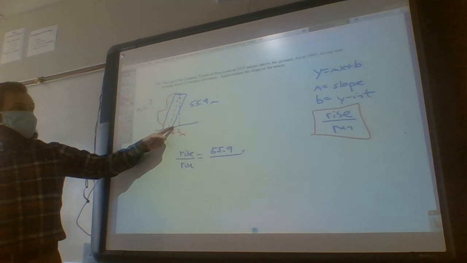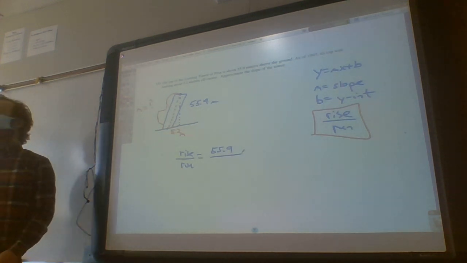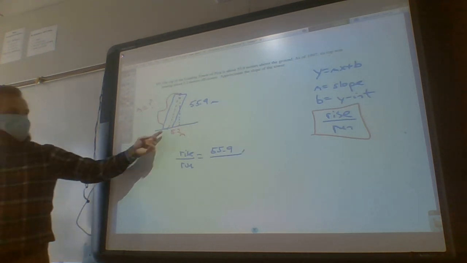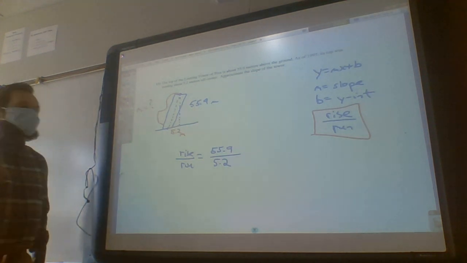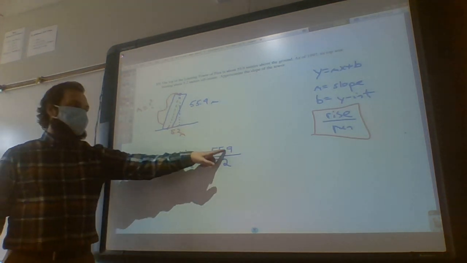How far over did it get tipped over? What's our run? Oh, I heard a murmur. 5.2 meters. It's right here. 5.2 meters. So we can approximate the slope. We could say it's 55.9 over 5.2.